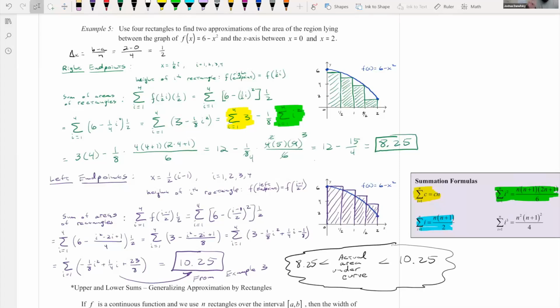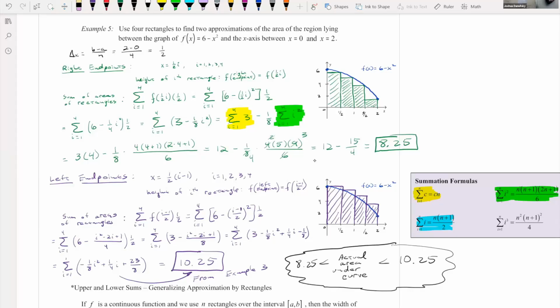And again, as we've already talked about several times, as we have more and more rectangles, the sums of areas of rectangles are going to get closer and closer to the actual area under the curve. And what you see with more and more rectangles is this number gets bigger and bigger, approaching some number. This number gets smaller and smaller, approaching the same number. They're kind of squeezing in on the actual area under the curve.